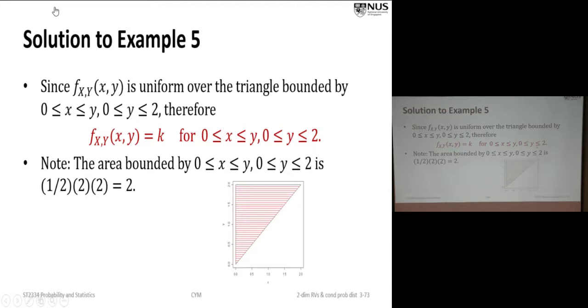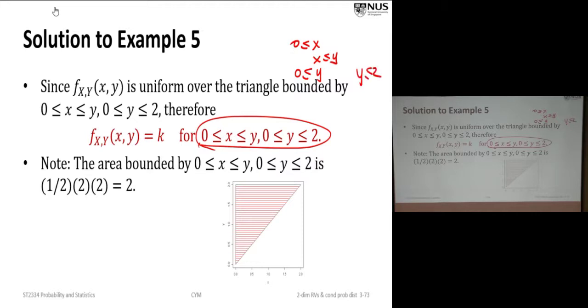It's defined over this range, x less than y. So the x value is less than y, and y is between 0 and 2. How to identify this region? There are altogether 4 inequalities: x bigger than 0, x less than y, y greater or equal to 0, and y less or equal to 2.